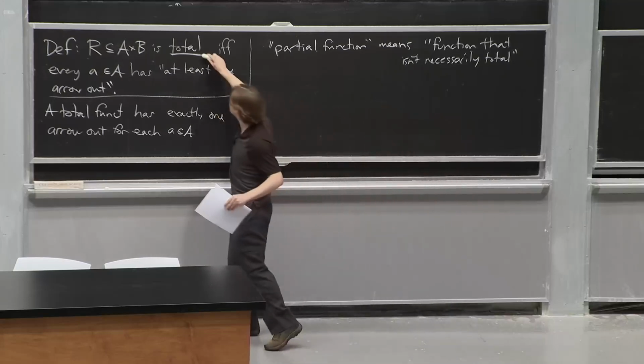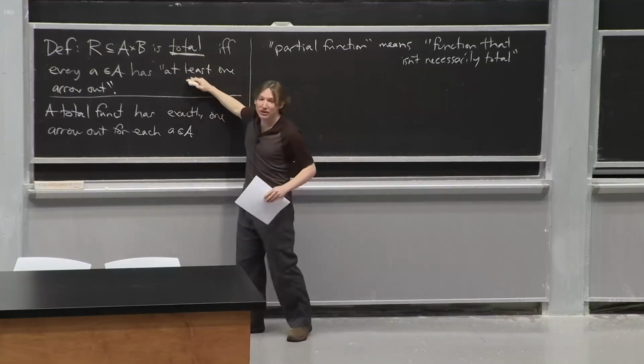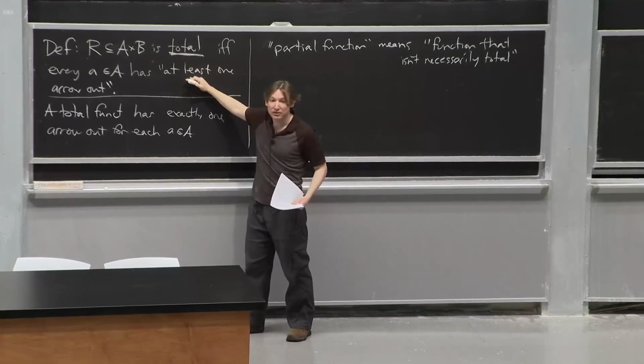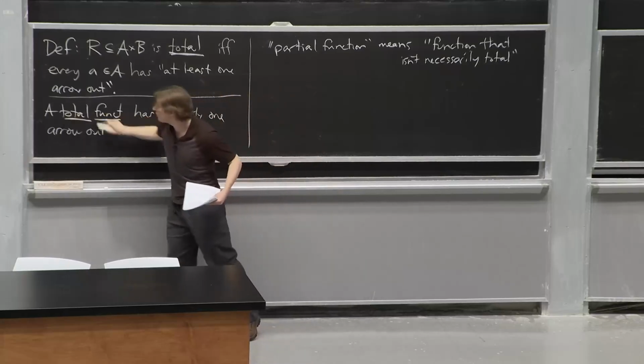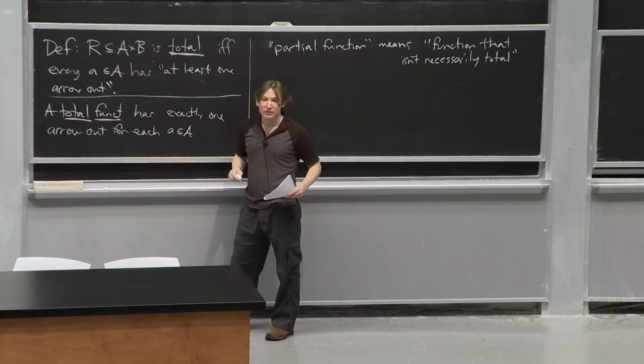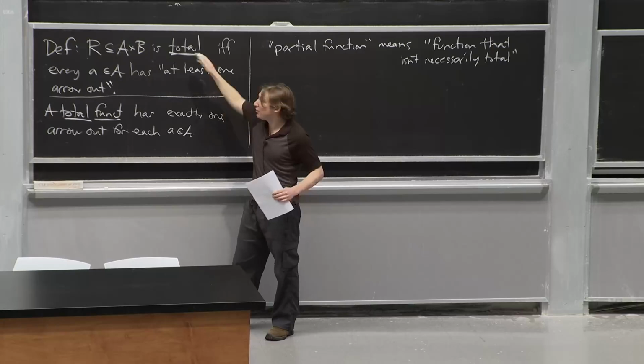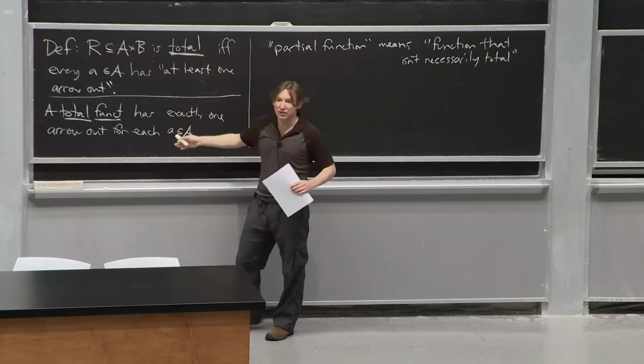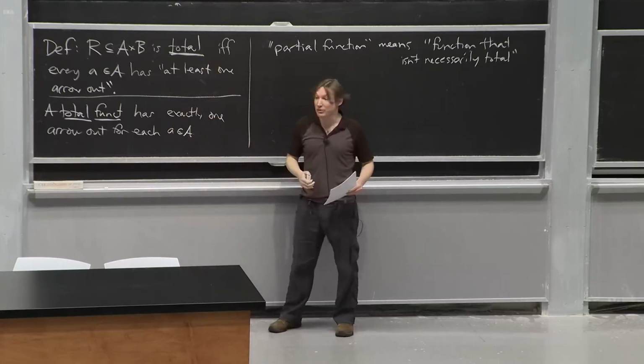So a relation is total if everything on the left has at least one arrow out. A relation is a total function if it's total and also a function, which means that everything on the left has exactly one arrow out. Great question.